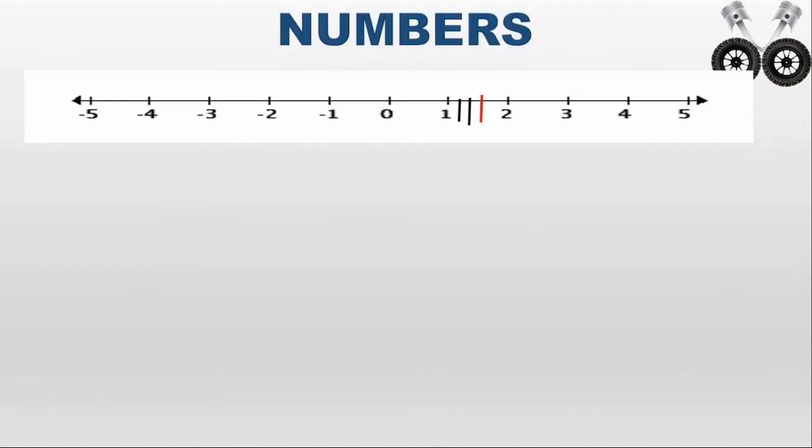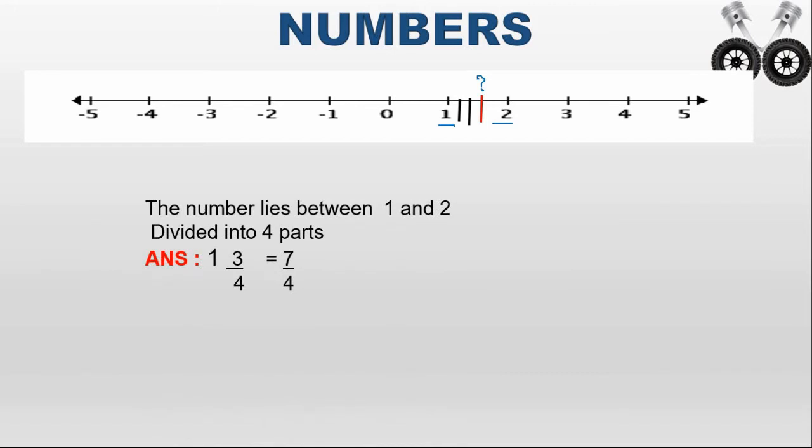Next, subdivision 3. So here where does the question mark lie? The question mark lies between 1 and 2. So you have to write next how many parts it is divided into. It is divided into 1, 2, 3 and 4. So it is divided into 4 equal parts. Now you can write the mixed fraction. Of the numbers 1 and 2, which one lies closer to 0? 1 lies closer to 0.